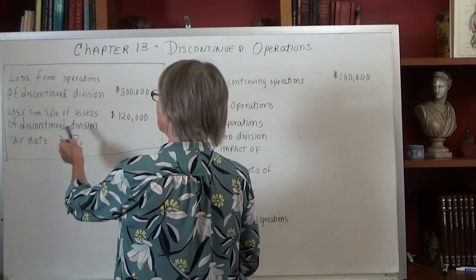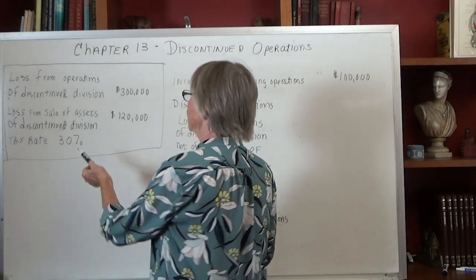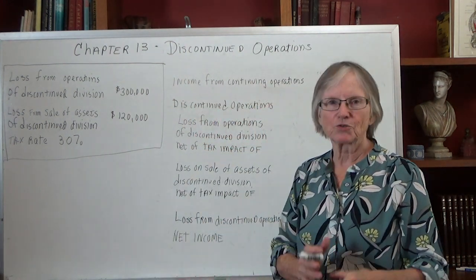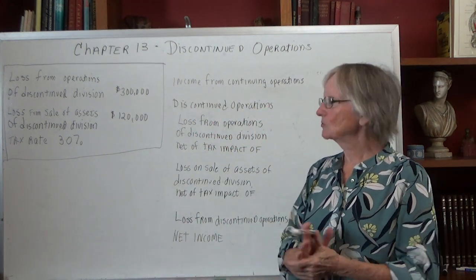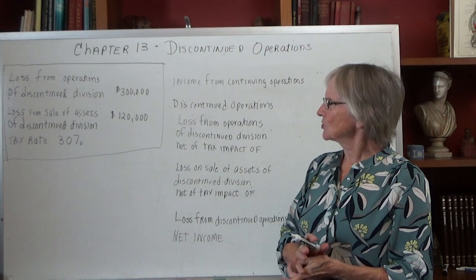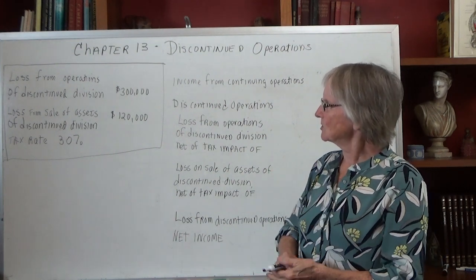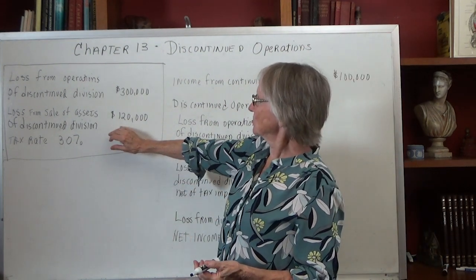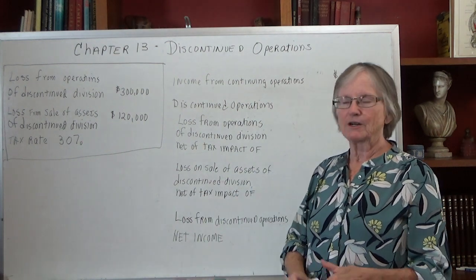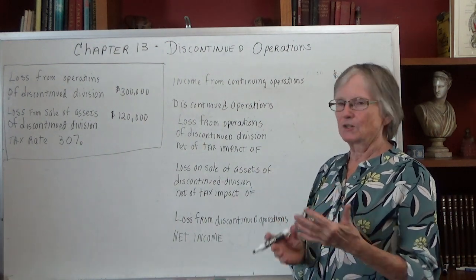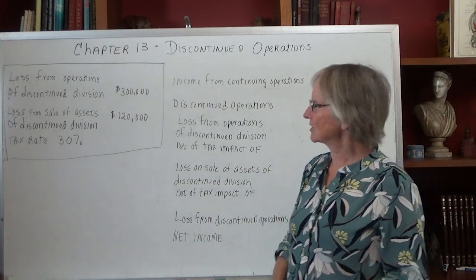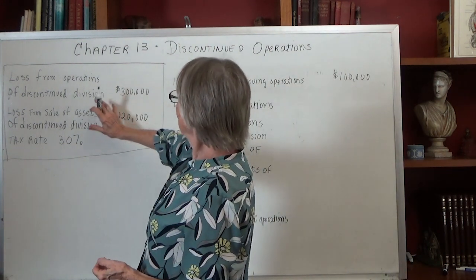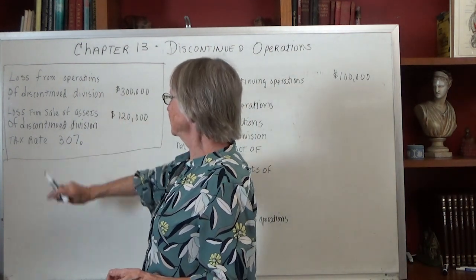And then there's a loss from the sale of the assets of the discontinued division. So these are the actual buildings and plant that were associated with it. And so this is what we would typically be given. These are the losses or gains, it could be either one, and we have to report them net of tax. So we would typically be given the total amount of the gain or loss and the tax rate.